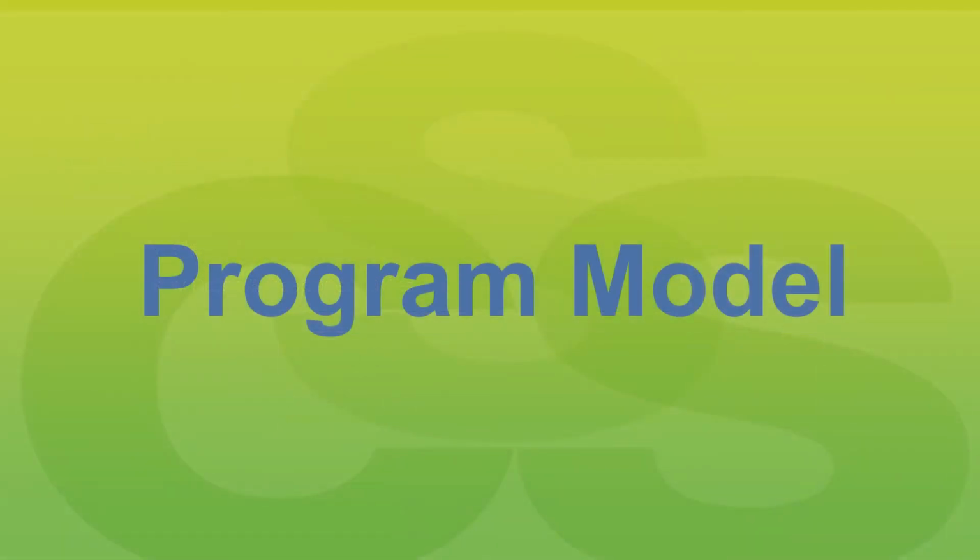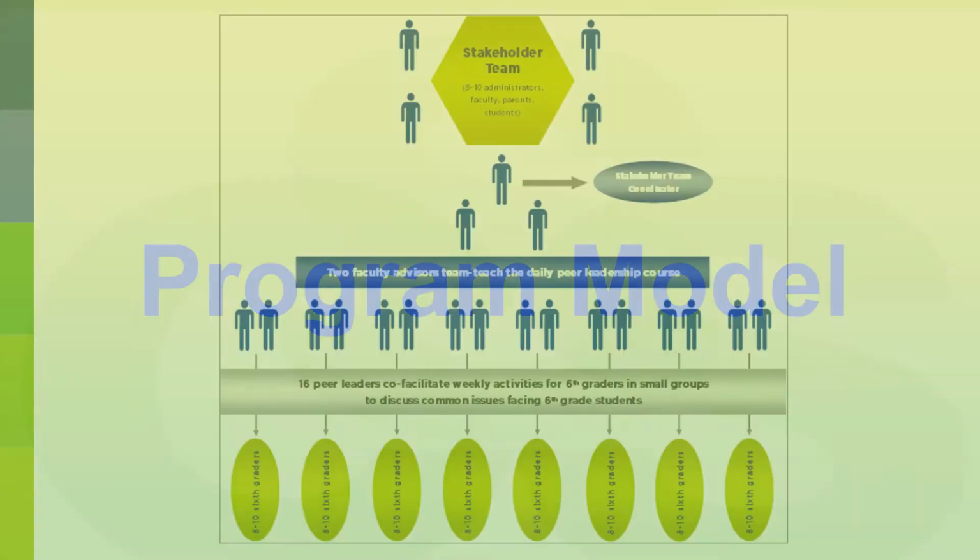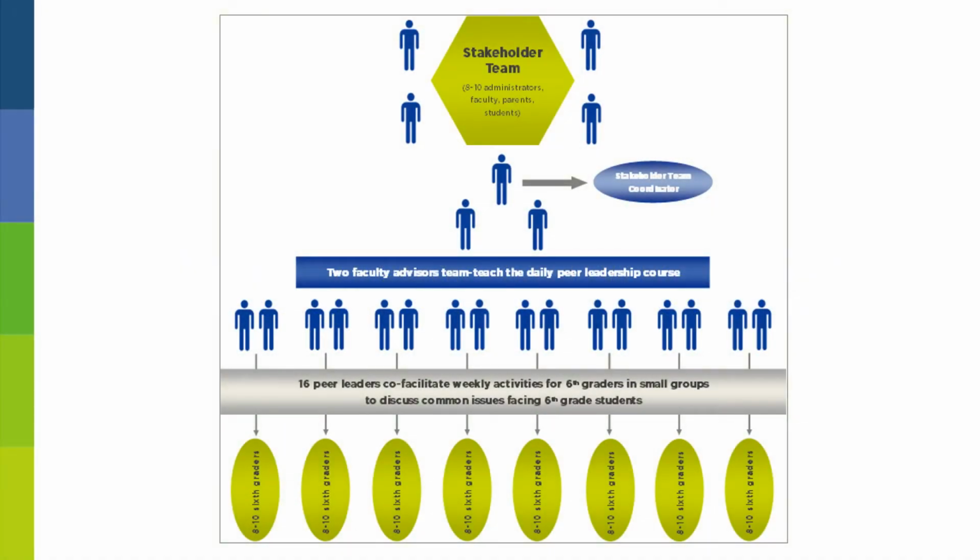We'll begin with the program model. A key component of the program model is the stakeholder team, which is composed of 8 to 10 individuals who hold roles such as administrators, faculty, parents, guardians, caregivers, community members, and students. As you think of who to invite to join this team, consider diversity of voices that will support the various components of PGC Middle School.